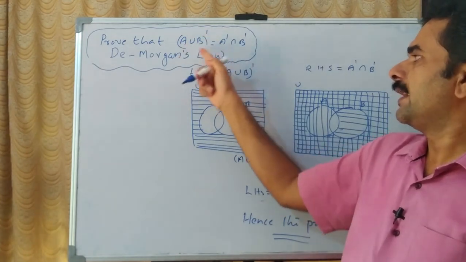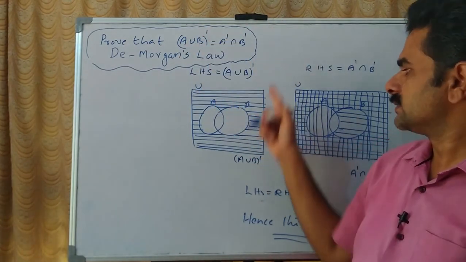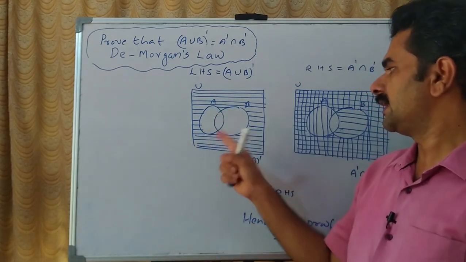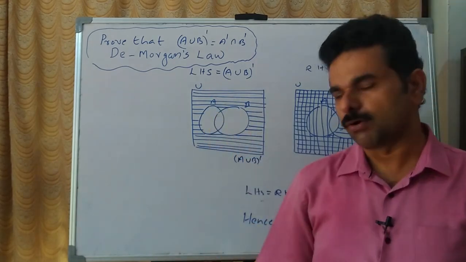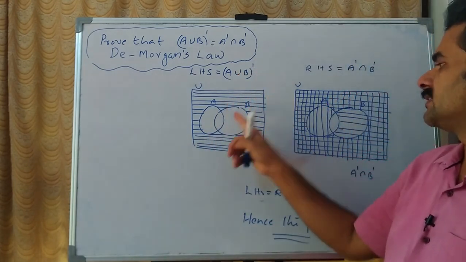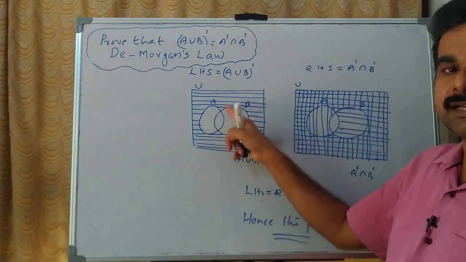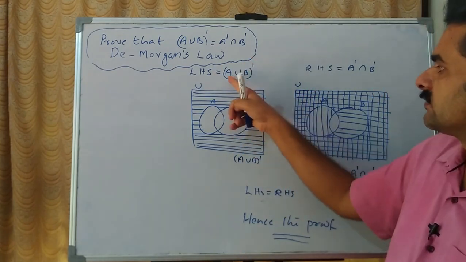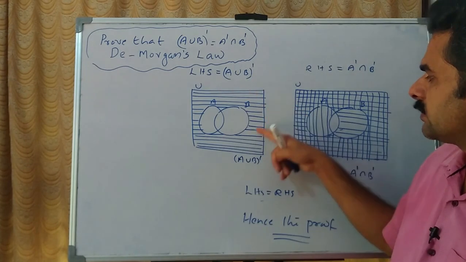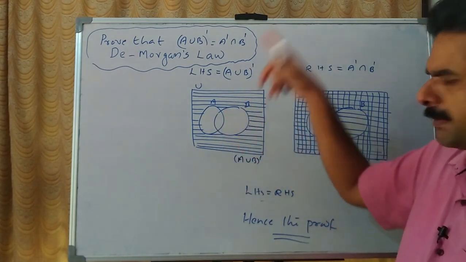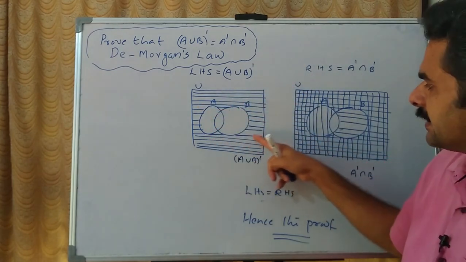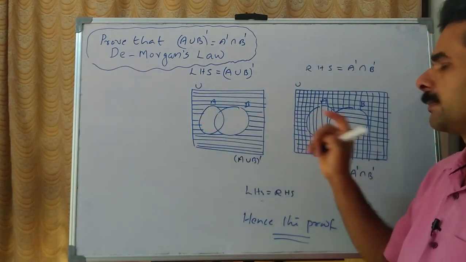To identify A union B whole complement by using a Venn diagram, firstly we draw a universal set U, and both A and B are drawn in overlapping mode. Then A union B is very clear. This non-shaded region is A union B. Then the other part is its complement. A union B complement is the shaded part.